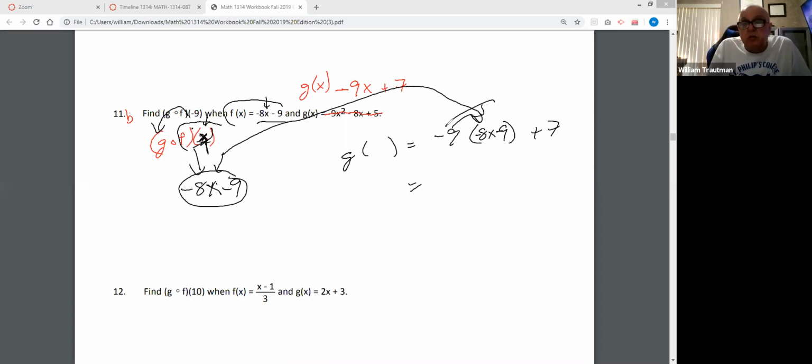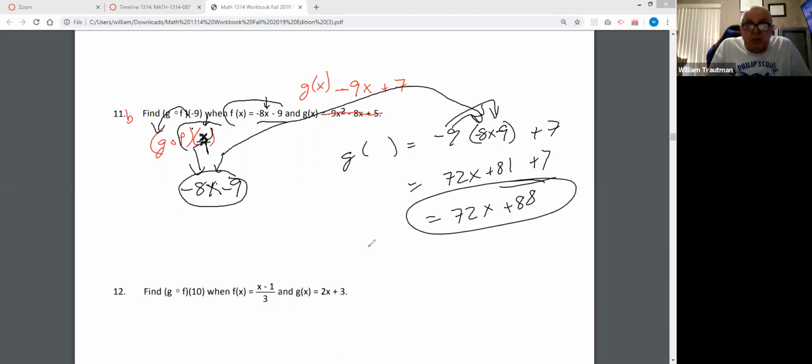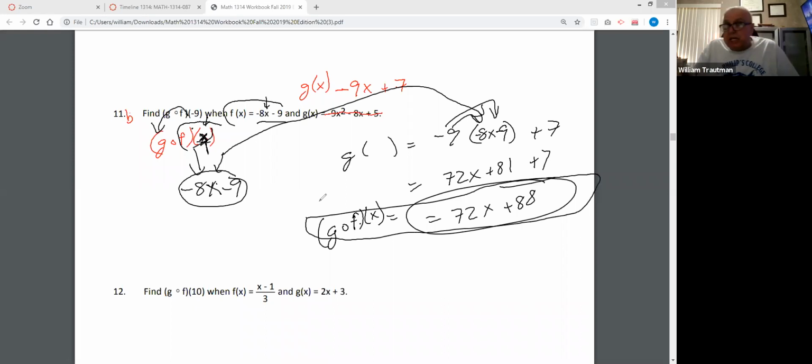So you have to distribute. Negative 9 times negative 8 is a positive 72x. Negative 9 times a negative 9 is a positive 81. These two can be added together. And there's my final answer. This is g of f, function f. When we plug x into the function, when we're not plugging a number in, we're just leaving the x alone. So there'll be one similar to this, the 11b, where you're not going to plug a number in.